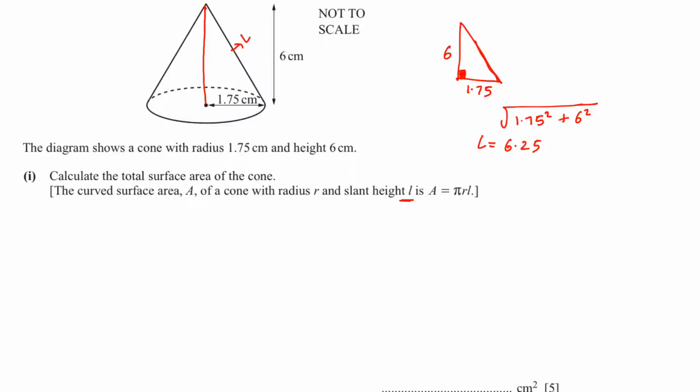So there are two surface areas. Total surface area is equal to curved surface area plus the circle area.